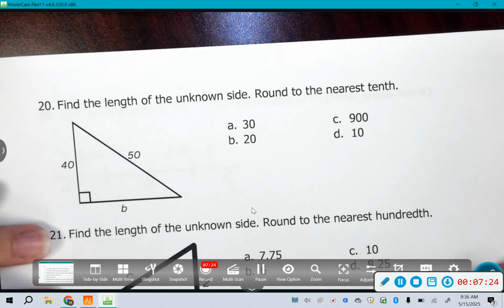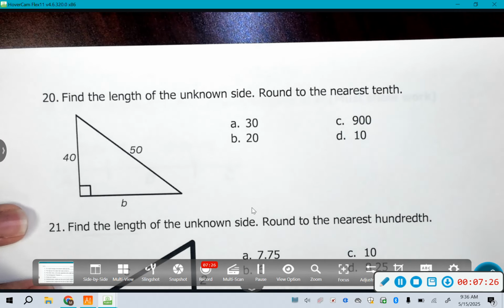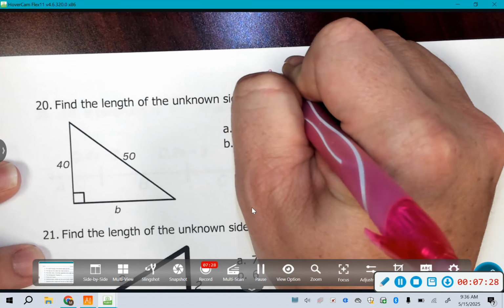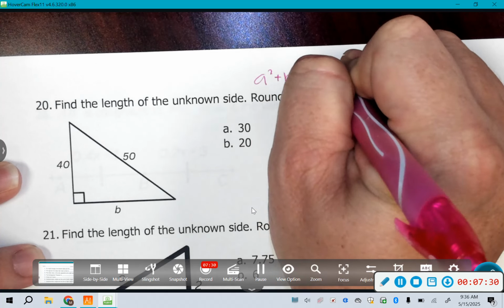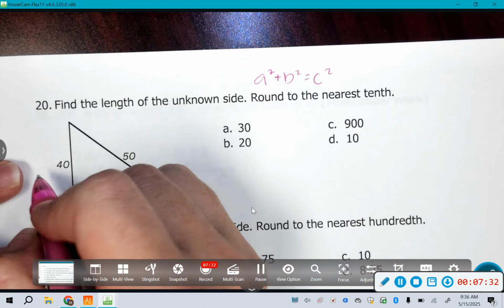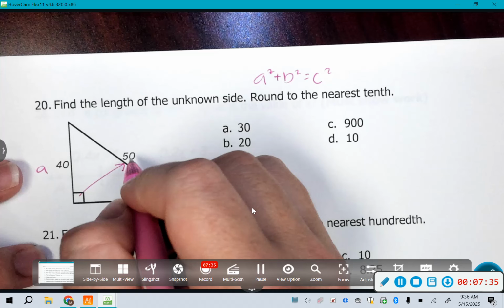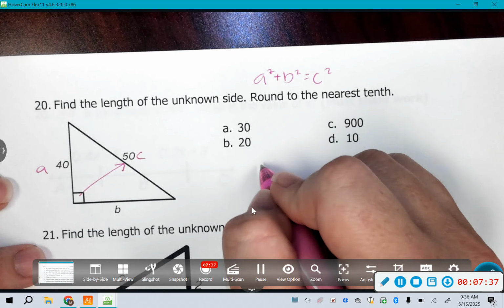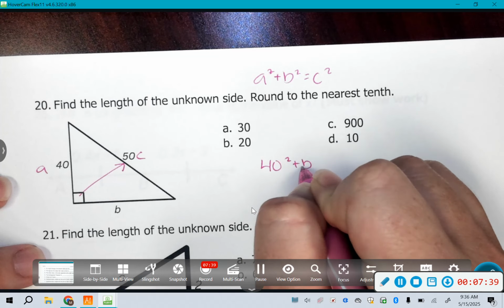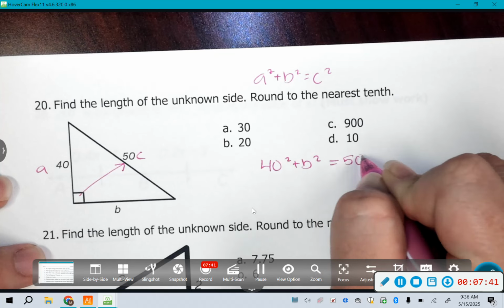Okay, let's look at number 20. 20 says find the length of the unknown side. So this is where we're going to use A squared plus B squared equals C squared. So I'm going to label my sides. This is A, and I know across from the right angle is C. So 40 squared plus, we don't know B, equals 50 squared.